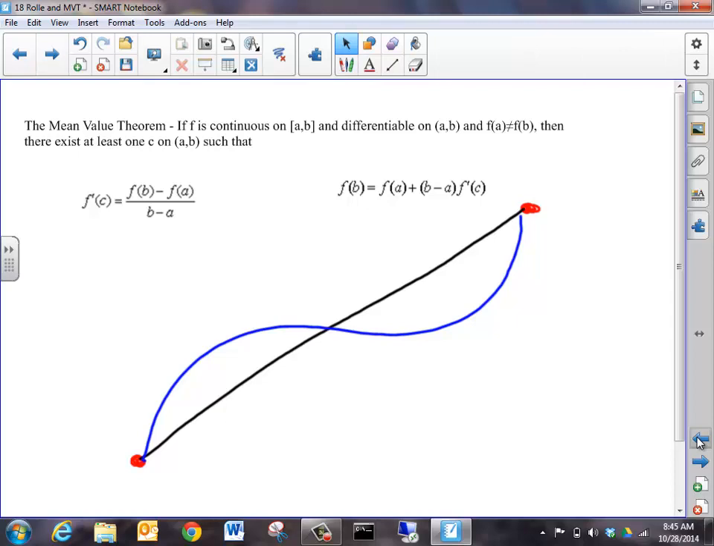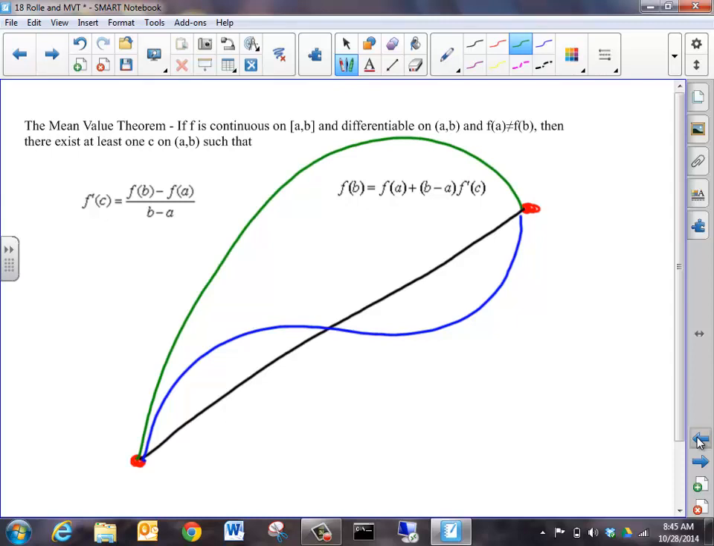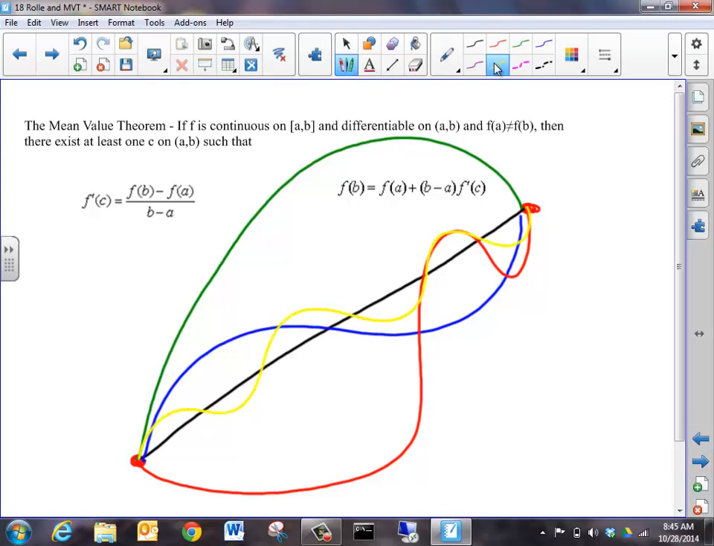Okay. It's continuous, it's differentiable. See? It didn't hurt at all. Anything else? Could it do something like this? Or like this, or like this? All of those are continuous, all of those are differentiable. They all start at A, they all end at B. What else do all of them have in common?